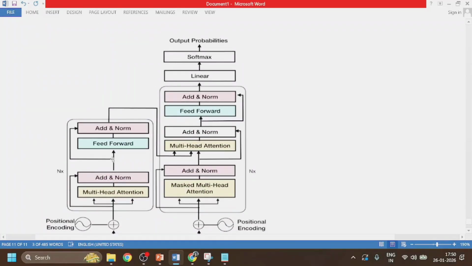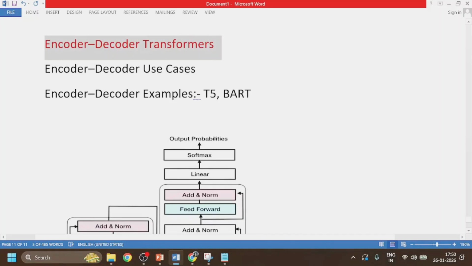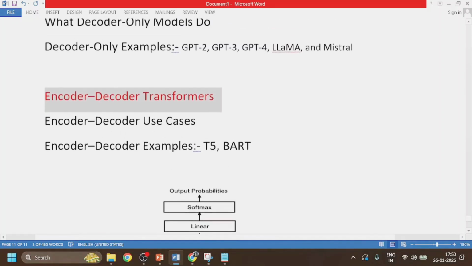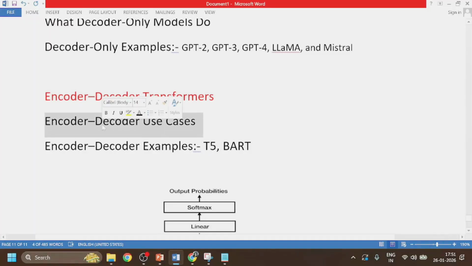So they use both the encoder and the decoder parts. These models use both parts, and they are best when one sequence must be transformed into another. So this is the encoder-decoder use case. Common tasks include translation and summarization.